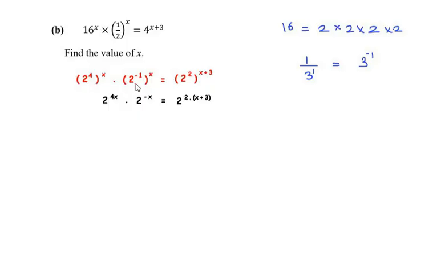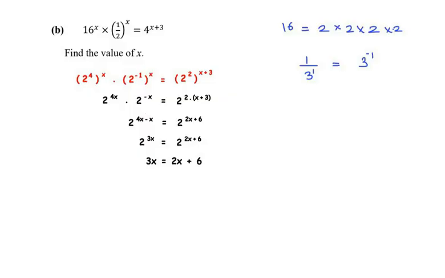Now once we have got all the terms as base 2, let us use the power multiplication law of indices now. Now in the first term, the powers will get multiplied, giving us 2 raised to 4x times. Now minus 1 times x gives us minus x. So the second term becomes 2 raised to negative x is equal to 2 raised to, now 2 multiplies with x plus 3.